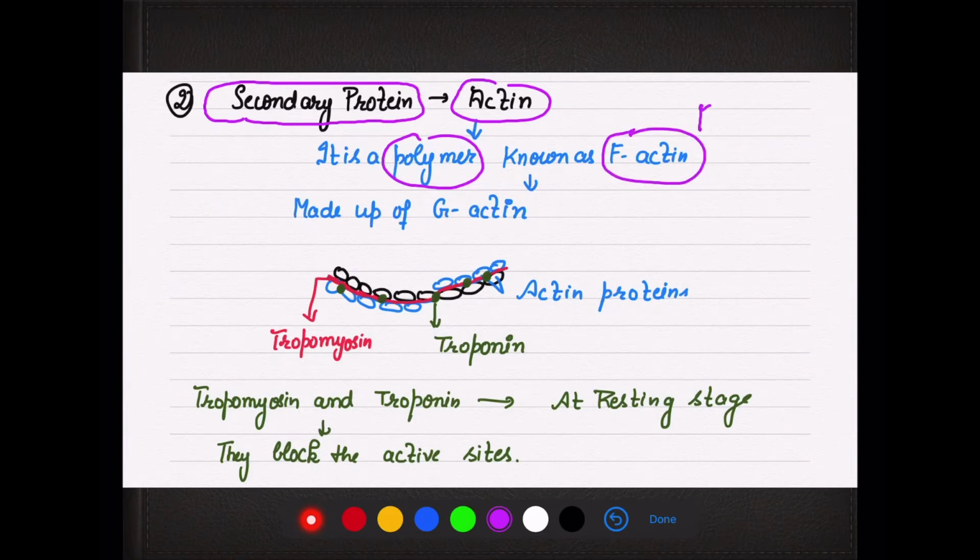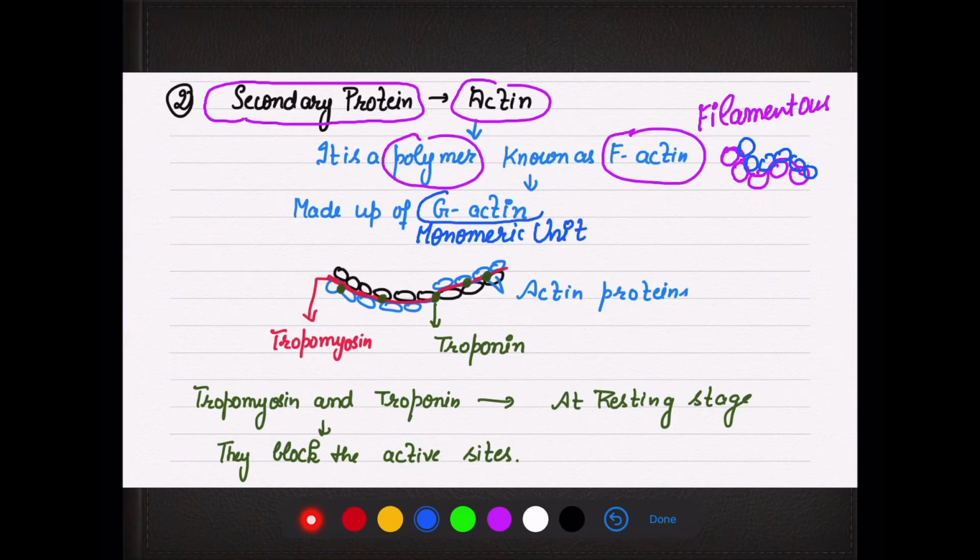The F is for filamentous, that is, filamentous actin, and these are helically arranged and coiled around each other. Now this polymer is made up of a monomeric unit, and that monomeric unit is known as G actin, right?